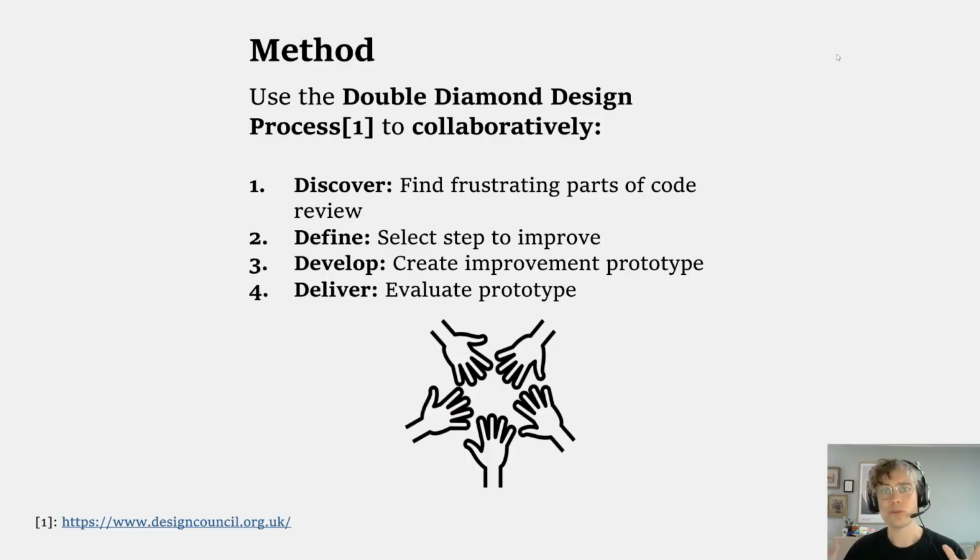The method we used was the double diamond design process, which is a process focused very much on doing collaborative design. You can read more about it on the Design Council, which has created this model. It has 4 stages: the discover, define, develop, and deliver stages. In the first stage, we want to find frustrating parts of the code review, then select which step we want to improve, create an improvement prototype, and finally evaluate the prototype.